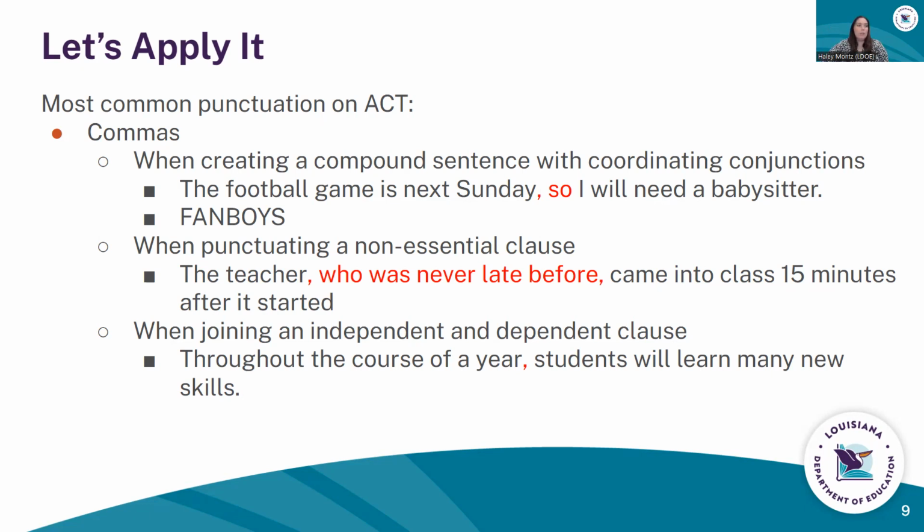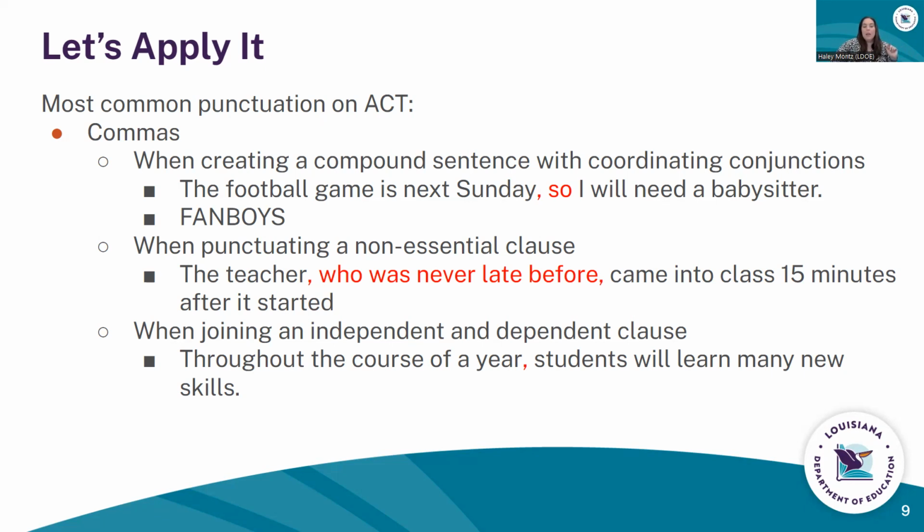So if you look at the example sentence, the teacher who was never late before came into class 15 minutes after it started. That "who was never late before" doesn't really change the meaning of the sentence, that the teacher was late to class. So you could take that information out, which means we're going to put commas around it to separate it from the rest of the sentence, to indicate to the reader that it is a non-essential clause. So this is just an example of how students understanding punctuation impacts the meaning of a sentence, and how syntax impacts the meaning of a sentence, which kind of relates back to the writing rope and the reading rope as well.